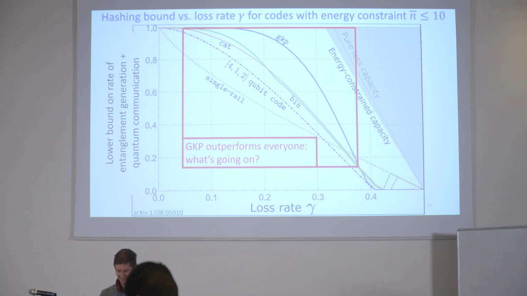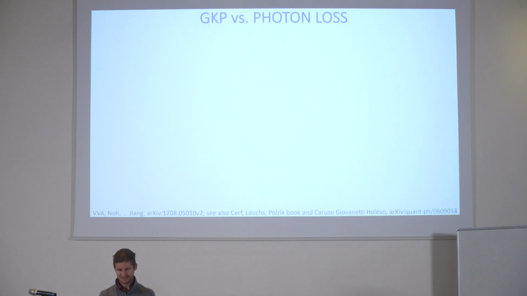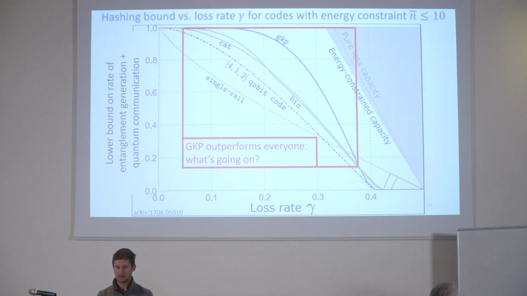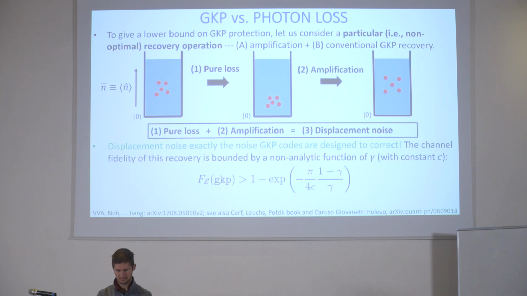That should be clear. So what happens over there? Oh, there's just some artifacts of the optimization. I was optimizing over all codes, and the single rail code is just the 0-1 Fock state code, and the cat and binomial codes have that as one of their codes, and the GKP codes do not. Okay, so that's it.